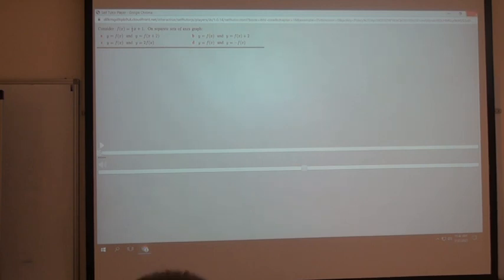Okay, that looks weird. What happened to your speaker?